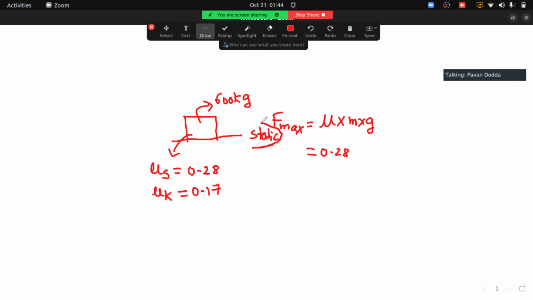Static means, as the word itself says, when the block is at rest. Until the block starts moving, the static friction is going to act. But once the block starts moving, the kinetic friction starts acting. Is this clear?